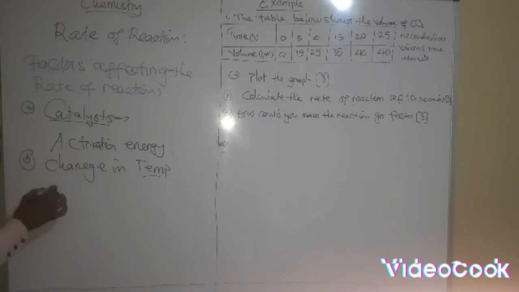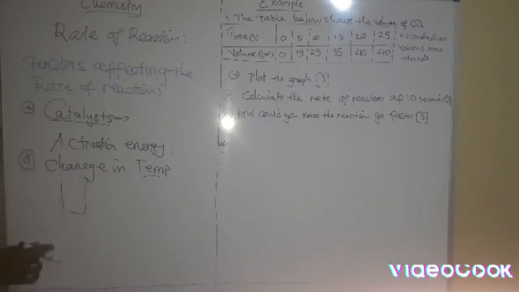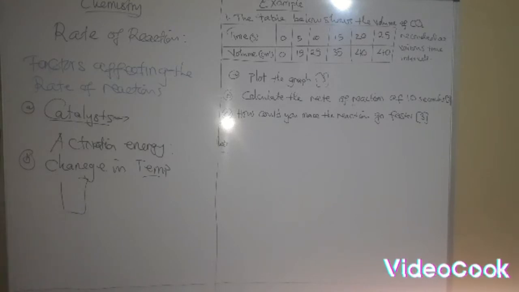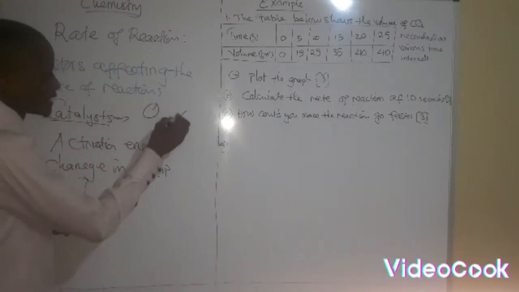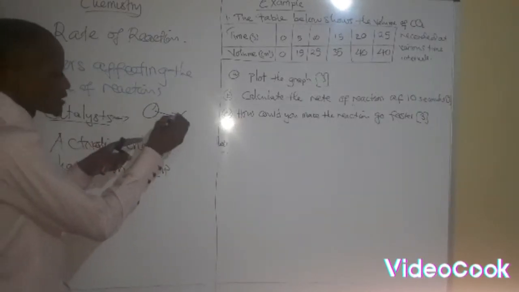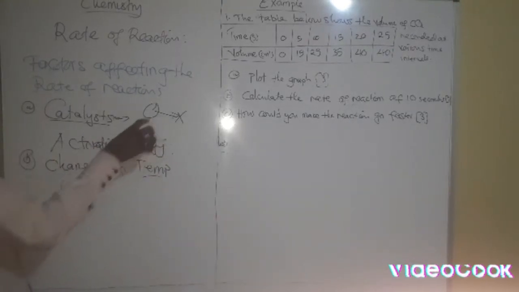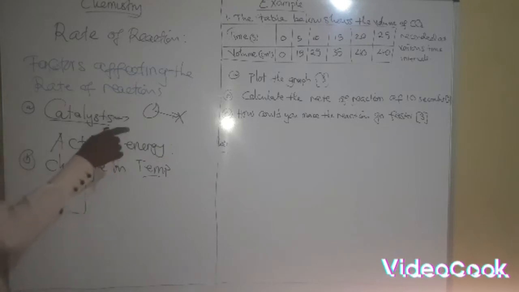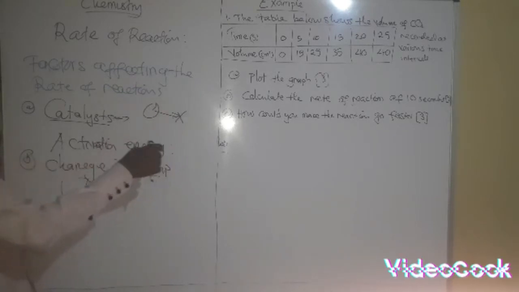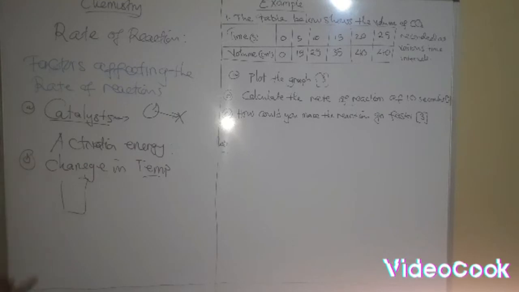When the temperature is increased, the particles in the reactants gain kinetic energy, which makes them move faster and collide quickly in the reaction chamber, and hence speed up the rate of reaction. For a reaction to take place, the reactants must collide. When they meet, that's when the reaction takes place. So if the temperature is increased, these particles gain the kinetic energy, which enables them to move fast and collide frequently, speeding up the rate of reaction.